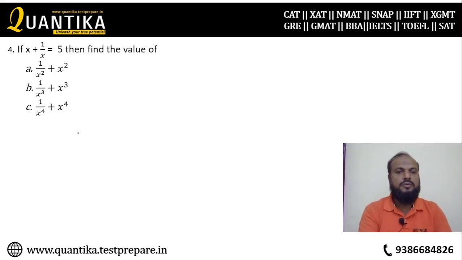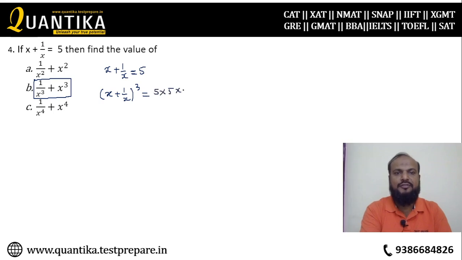Now, the third question. If x plus 1 by x is equal to 5, how can you find the value of this? Of course, by cubing both the sides. So when you cube, 5 whole cube is 5 into 5 into 5, which is 125.